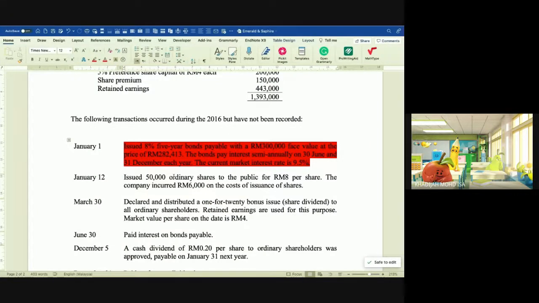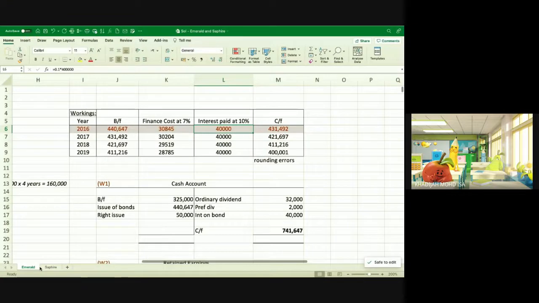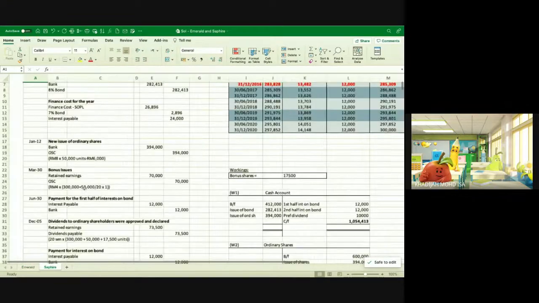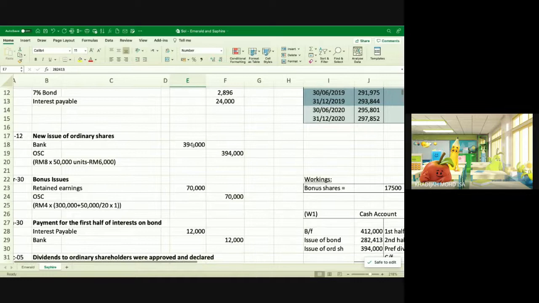And then here you have the issuance of share capital. Remember that this issuance cost will be deducted. So here you have 50,000 times 8 minus 6,000. So you're going to debit your cash, credit your ordinary share capital. Where do you get 282? Oh, bond, no. This one, your RM8 times 50,000 minus 6,000 ringgit of the issuance cost. So debit your bank, credit your ordinary share capital.